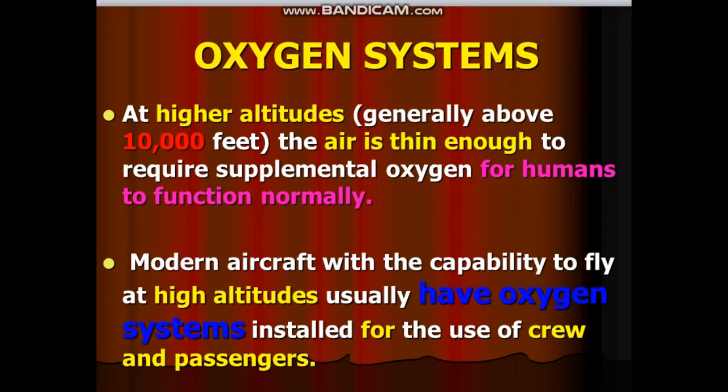Oxygen systems: at high altitudes, generally above 10,000 feet, the air is thin enough to require supplemental oxygen for humans to function normally. Modern aircraft with the capability to fly at high altitudes usually have oxygen systems installed for the use of crew and passengers.